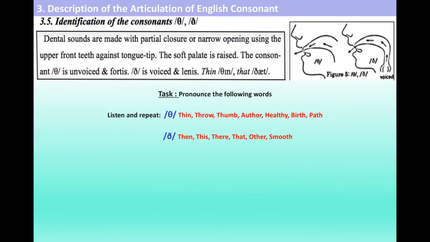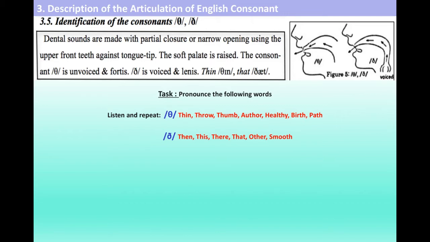Identification of the consonants th and the. Th and the are dental sounds because they are produced when we insert the tip of the tongue between both upper and lower teeth, which are made with a partial closure or narrow opening using the upper front teeth against the tongue tip. The soft palate is raised. The consonant th is voiceless and fortis. The is voiced and lenis, like in thin, that.